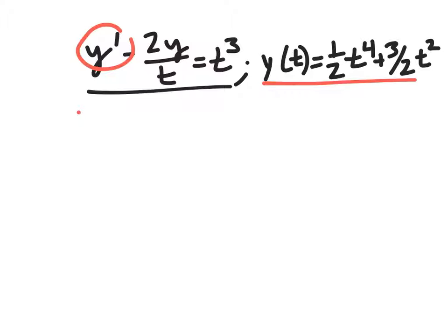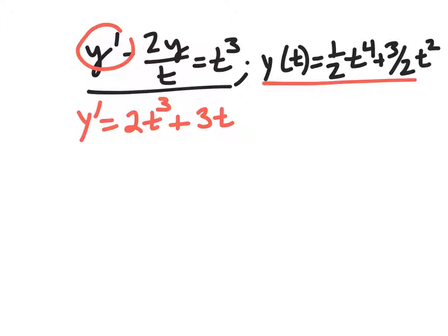So let's break it up into the pieces. First, we take y prime. So we've got y over here. It's just going to be doing the power rule twice, right? So t to the 4th, bring down the 4, times 1/2 is 2, t, reduce the power by 1, cubed, plus 2 times 3/2 is 3, and it's just t, right? Because we reduce the power to 1. So this is y prime.